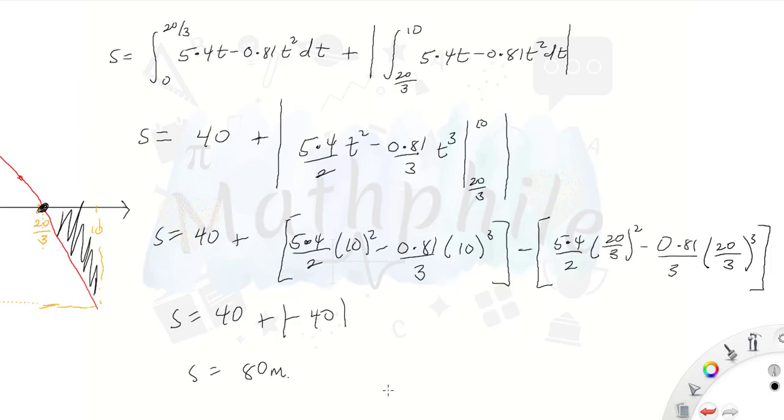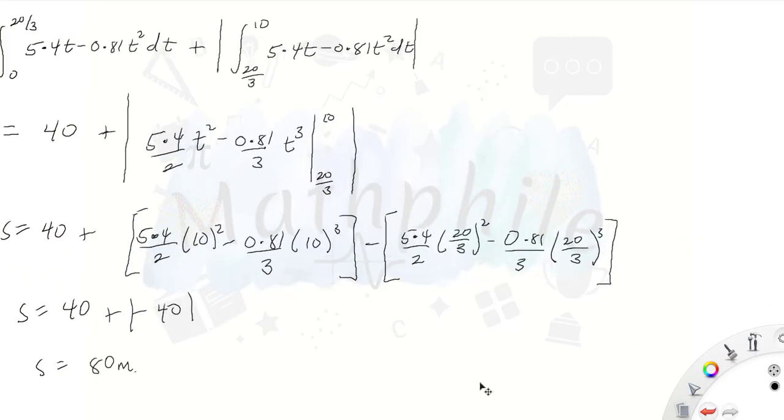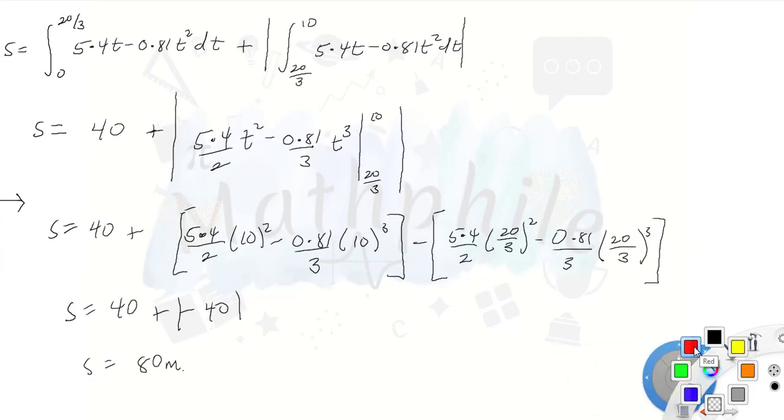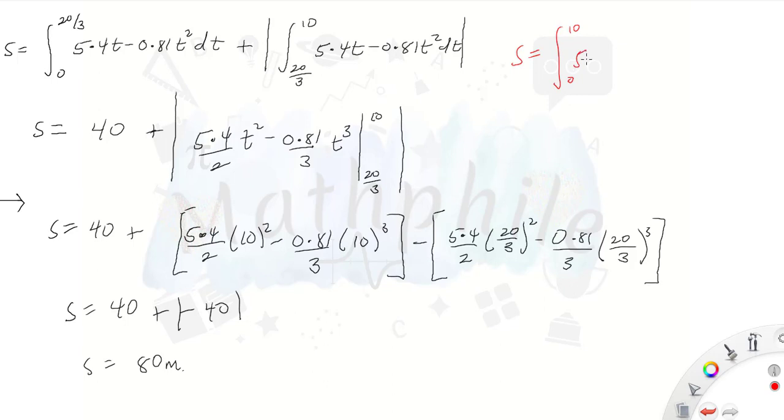Also, I'm very sure that if you had done the integration straight away from 0 to 10, if you had set up the integration as s equal to the integral from 0 to 10 of 5.4 t minus 0.81 t squared dt, you would have gotten 0. That alone should tell you that there is something wrong.